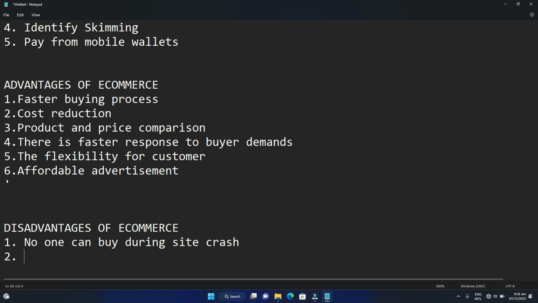You cannot explain to customers, oh, this is over the internet. No, if they come and you're not there, they'll go and look for another person. So that's one disadvantage. Another disadvantage is that customers cannot try before buying.